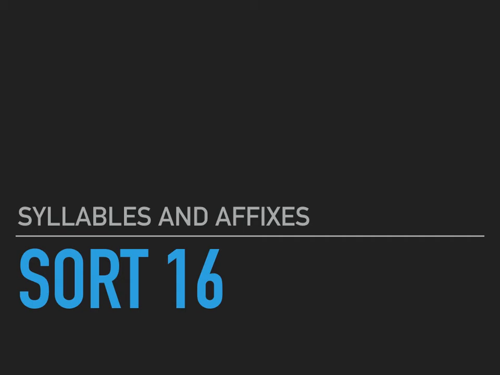Today we will be doing Sort 16 of syllables and affixes. You can find your words on page 61 in your syllables and affixes book. After you have found your words, cut them out and put your name, number, or initials on each of your words. As you are cutting out your words, pause the video.